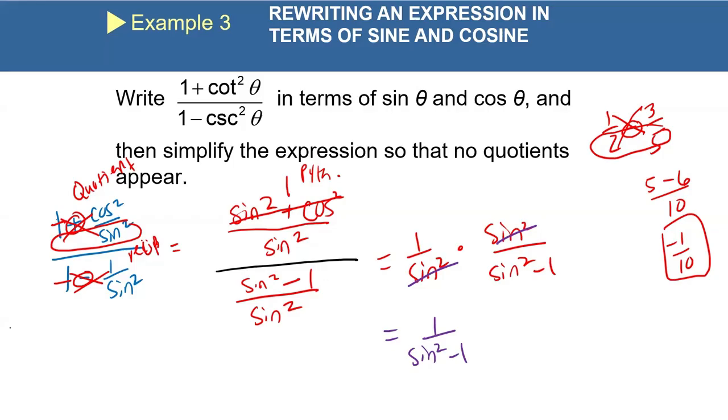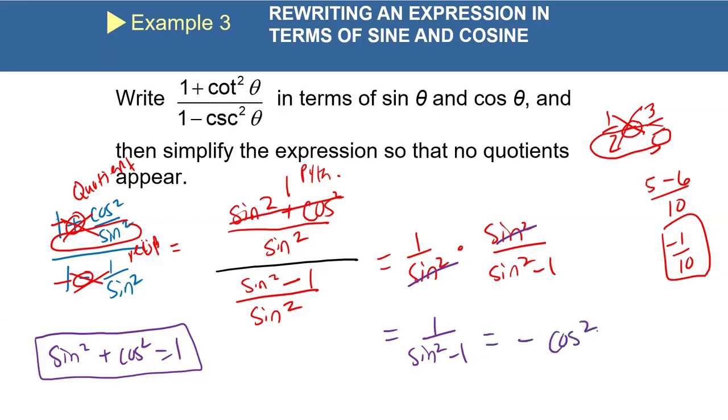Looking at your Pythagorean identity, we have sine squared plus cosine squared equals 1. So what would sine squared minus 1 equal? Keeping this in mind, it would equal negative cosine squared. So your final answer is negative cosine squared theta, and that is your simplified answer with no quotients.